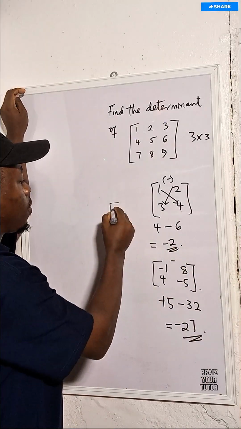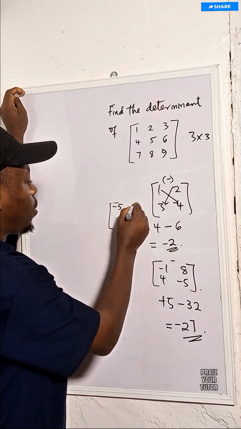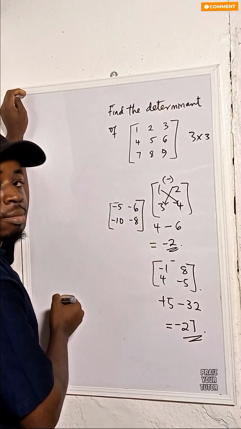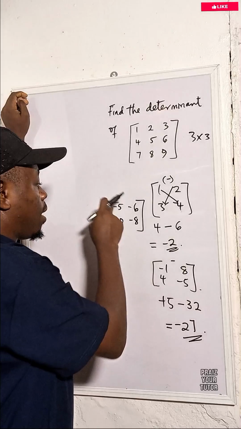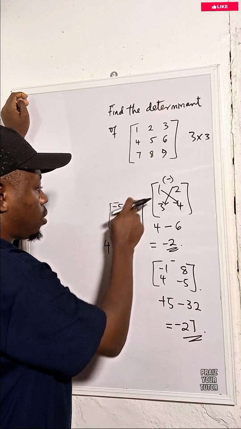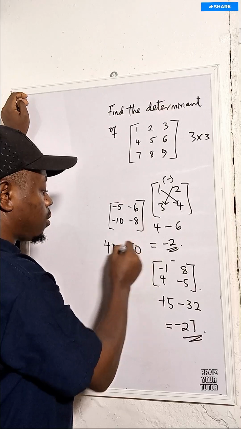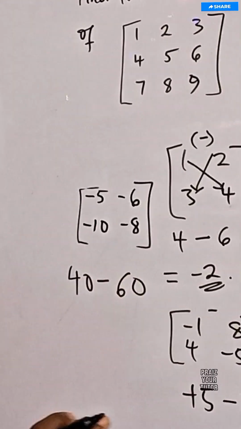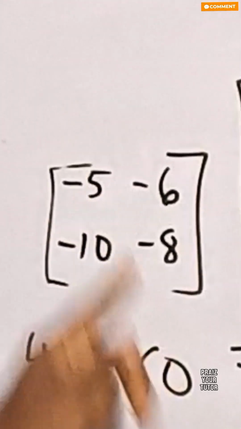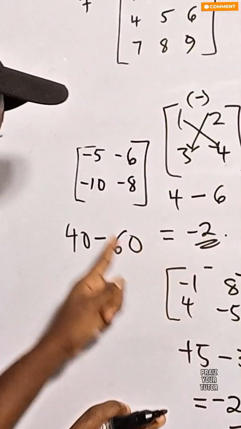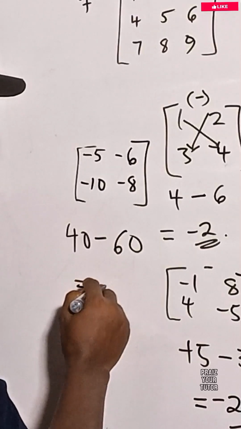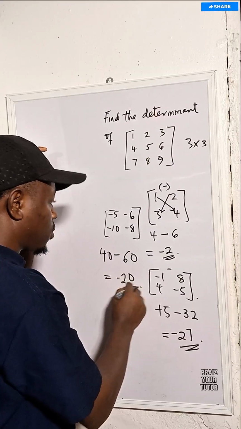Let's see what happens when all of them are minus. Say we have minus 5, minus 6, minus 10, minus 8. They all have minus. Multiply, that is 40. Minus, multiply, that is 60. In this case, they don't have minus anymore because minus times minus is plus, minus times minus is also plus, but the minus that is here, that's why it's minus here. 40 minus 60, that is minus 20.